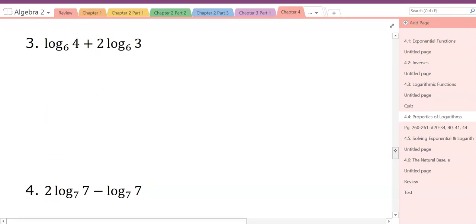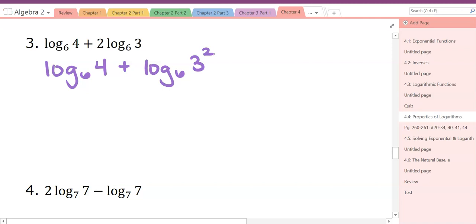For this next one, you can start to see that we're no longer having letters. We have a 4 and we have a 3, so we're probably going to be able to evaluate this all the way down and solve for this logarithm. So what I'm going to do first is rewrite the second half of the logarithm problem so that that 2 becomes an exponent. So it says log base 6 4 plus log base 6 3 squared.